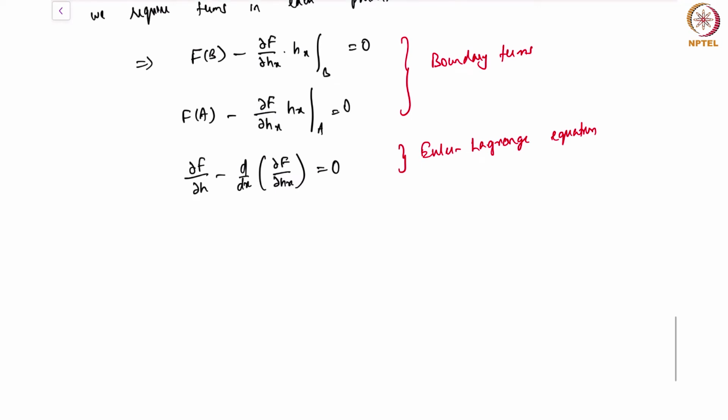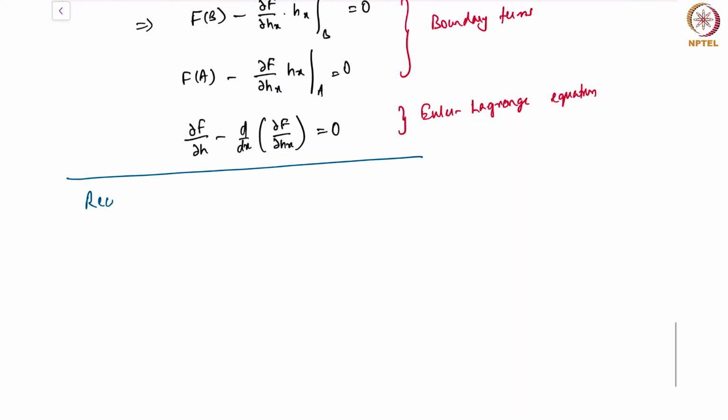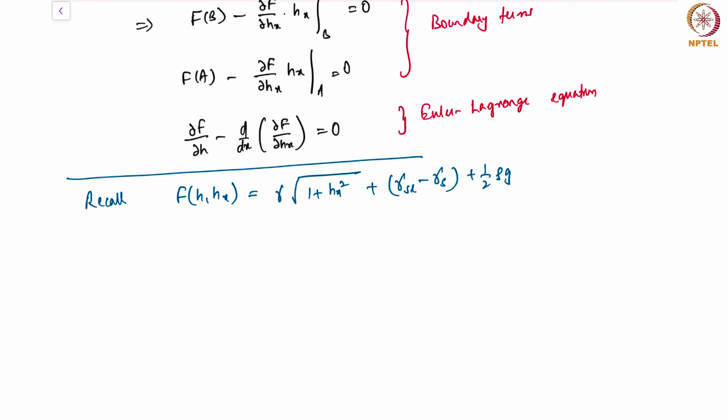Now let's make use of the expression for the quantity f. Okay. Recall that this quantity f is a function of h and hx in itself. And what is this here? It is gamma times the square root of 1 plus hx square, plus gamma SL minus gamma solid. Then I have half rho g h square minus lambda h. This is the expression for f.